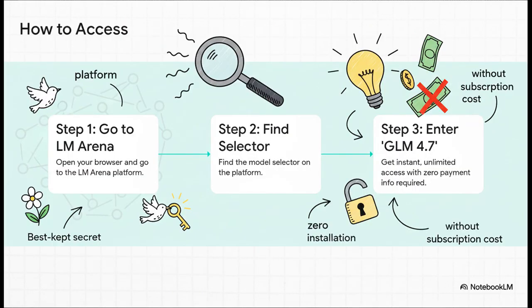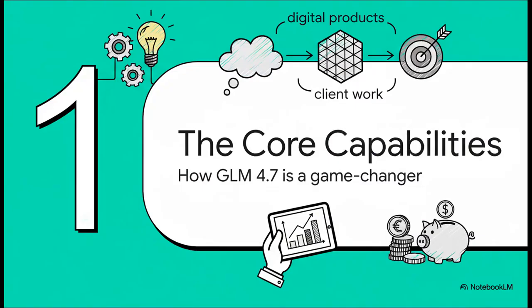And getting access to this thing? It's ridiculously simple. You just head over to a platform called LM Arena. Now, this place is basically a battleground where researchers pit different AI models against each other to see which one's best. That's kind of why it's been a bit of a secret. But for us, it means we get free, instant, unlimited access to a top-tier model. No credit card, no downloads, no installation. Just access.